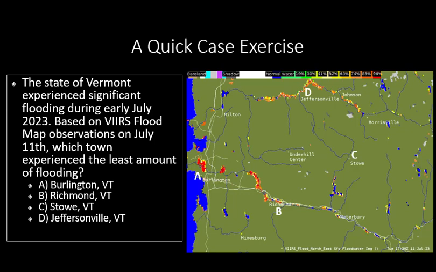The correct answer is C. At this timestamp, the town of Stowe, Vermont, didn't observe any flooding compared to the other towns.